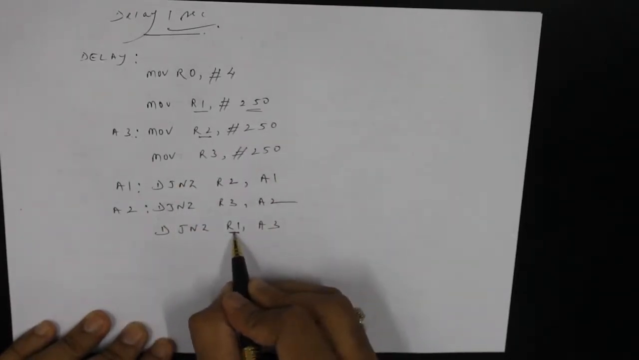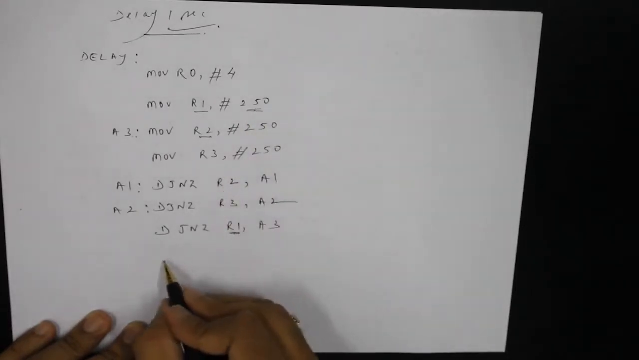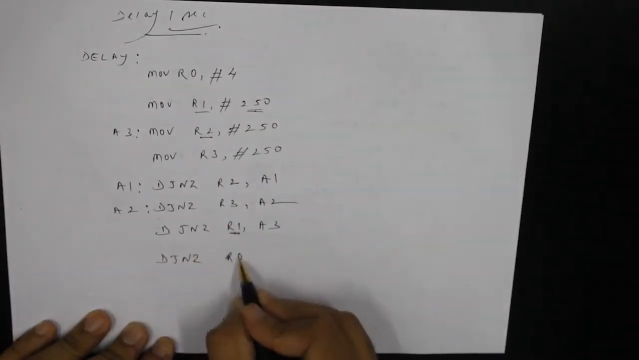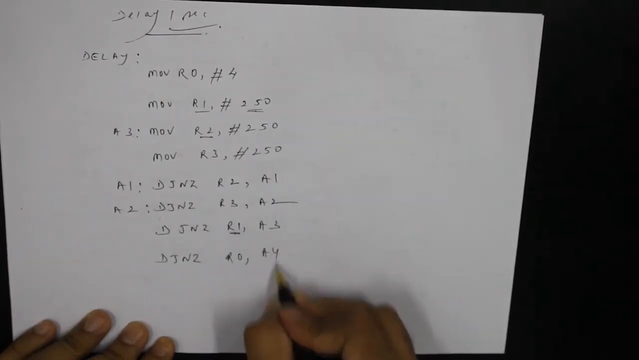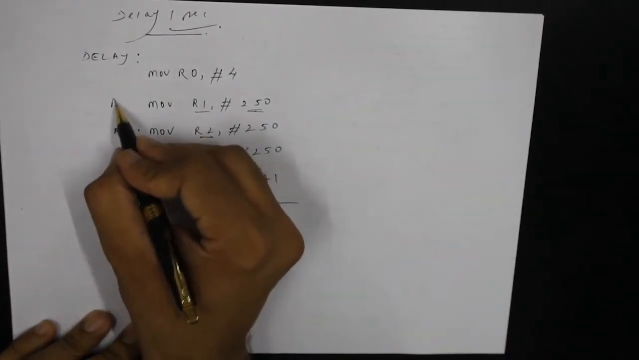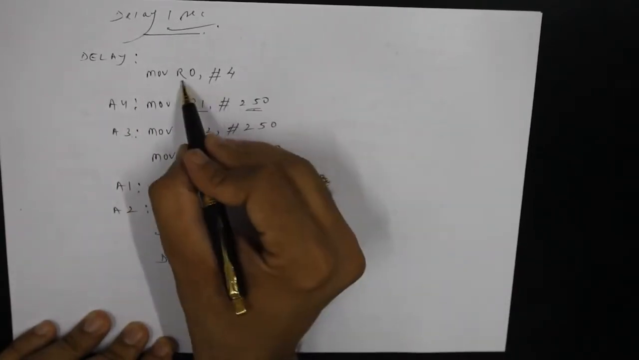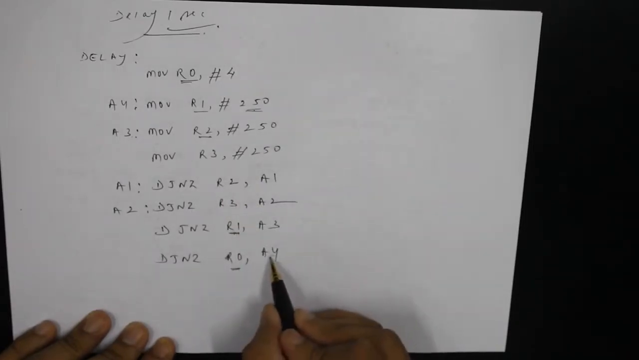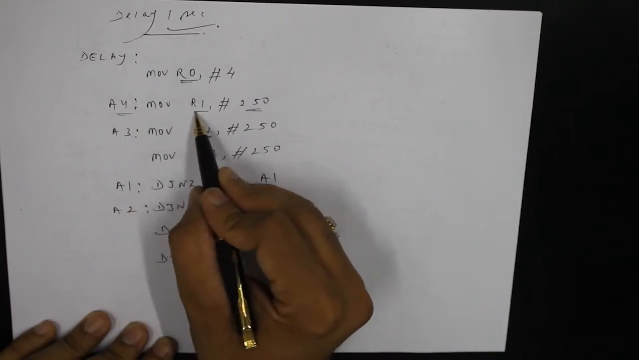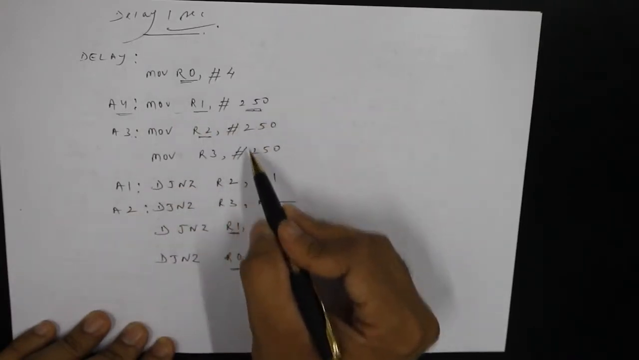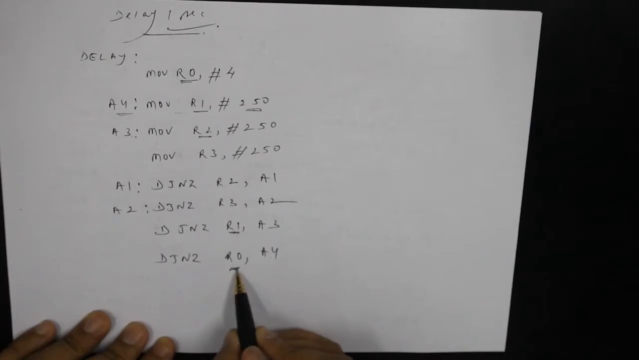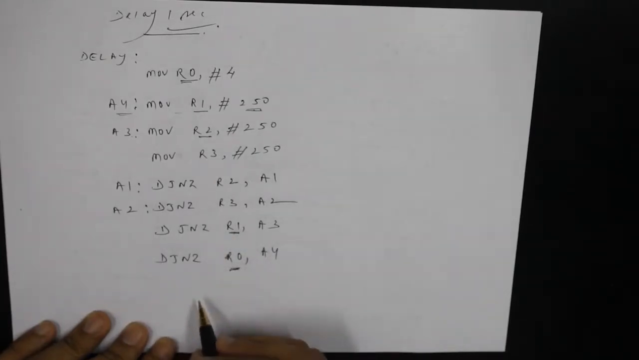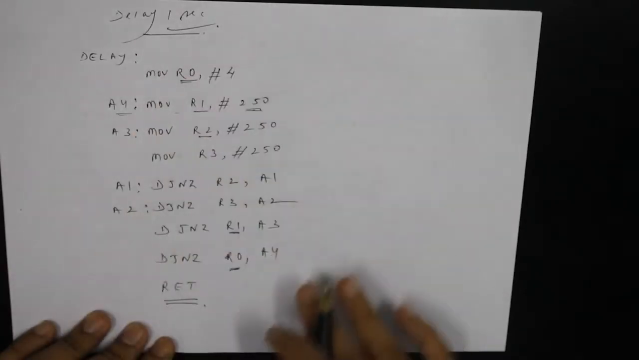The time R1 becomes 0, because R1 is 250, I will use another instruction DJNZ R0, A4. A4 is the label which we are going to put here. So now in this case we are decrementing R0 by 1. R0 is initially 4, now it becomes 3, it is not 0, go to A4. A4 is here. Now R1 is again going to be loaded with 250, and this entire process is going to be repeated. The time R0 becomes equal to 0, we are going to get out of the loop using the return statement, RET. RET is return, which means whatever delay we wanted to generate, we have done that.